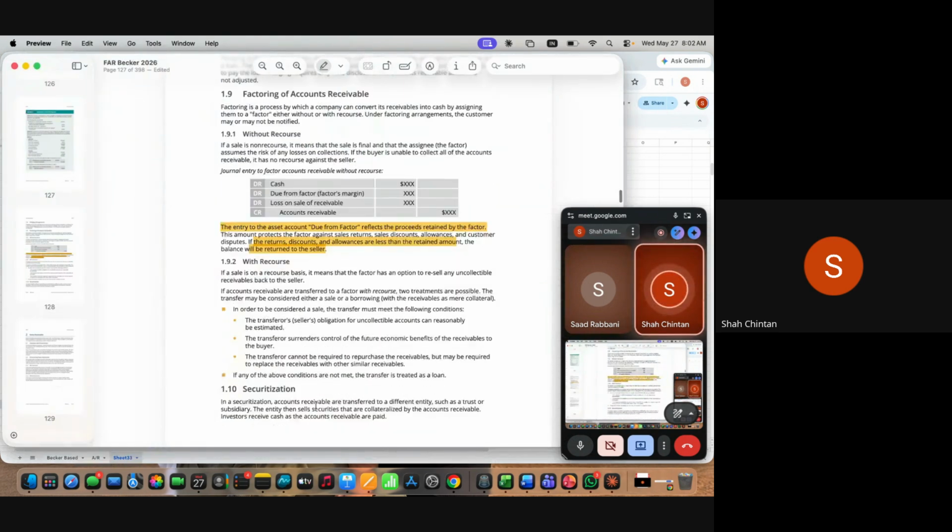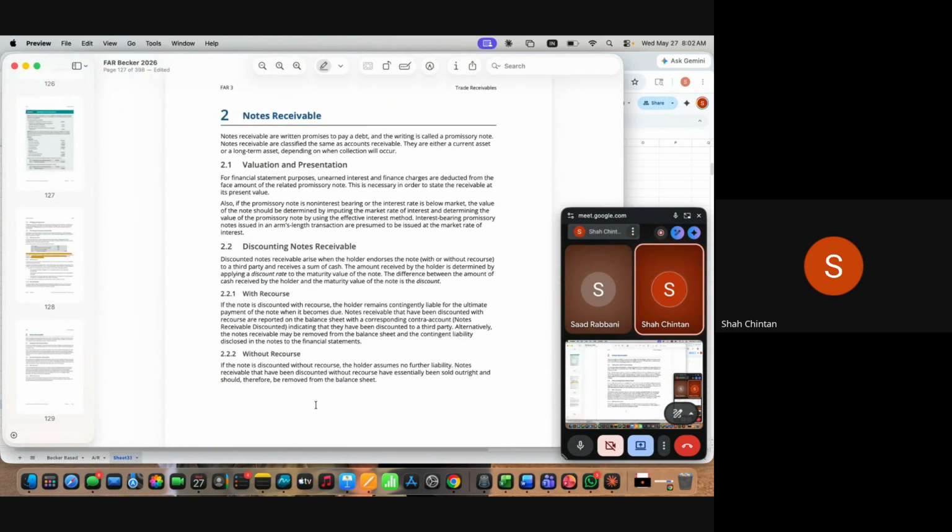Let's move to the last topic now, which is notes receivable. So notes receivable is again exactly the same as your factoring. What happens here? Instead of a factor, there is a customer who gives you a promissory note. In the promissory note the customer says: I am supposed to pay you $1000 after 30 days, and I am giving you a promissory note right now that I promise to pay you $1000 after 30 days, and he hands over one legal document to you.